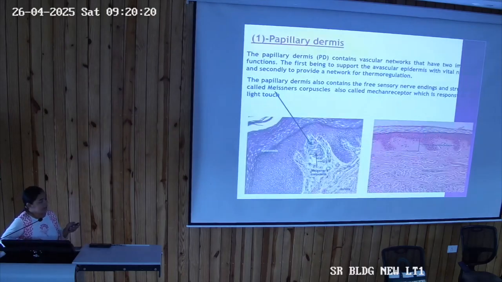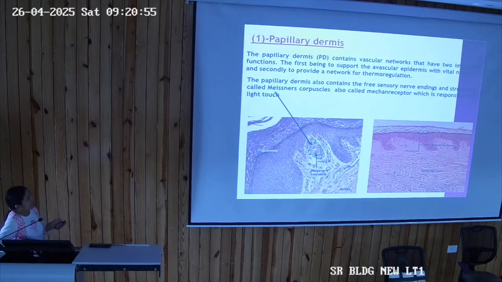Next is the papillary dermis. The papillary dermis that we have discussed has a vascular network. Other than that, the most important point is the corpuscle present in the finger-like projection, which is Meissner's corpuscle. They will ask you anywhere where Meissner's corpuscle is present, even in neuroanatomy. It is present in the papillary layer of the dermis. What does this layer contain? It contains free sensory nerve endings and structures called Meissner's corpuscles, which are mechanoreceptors. They are responsible for light touch.